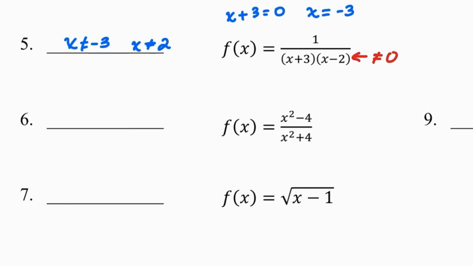Oh, what about this one? This one looks a little bit more complicated, but it's still a rational function. The denominator still cannot equal 0.